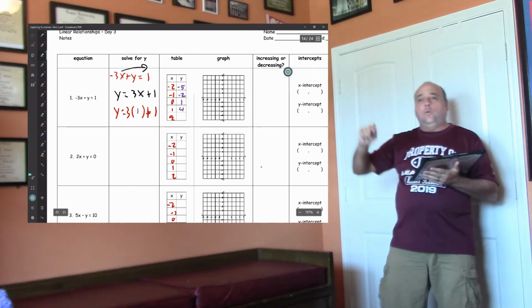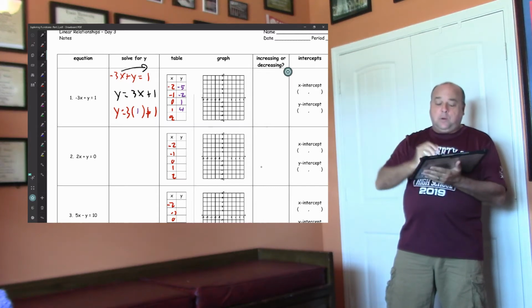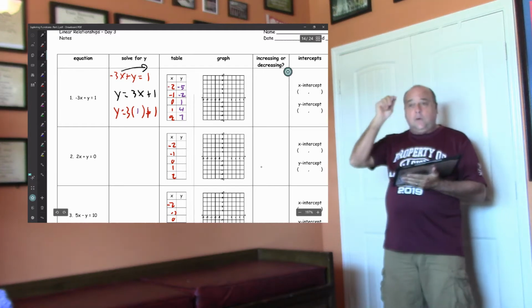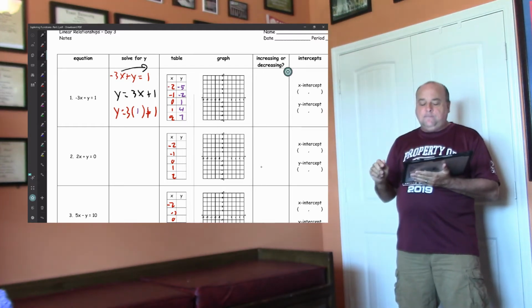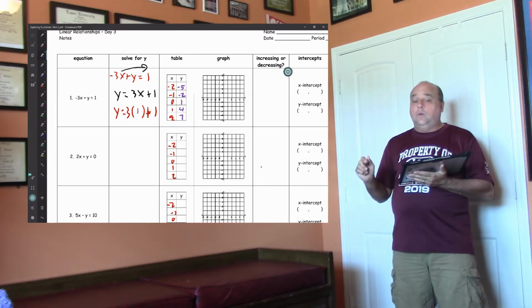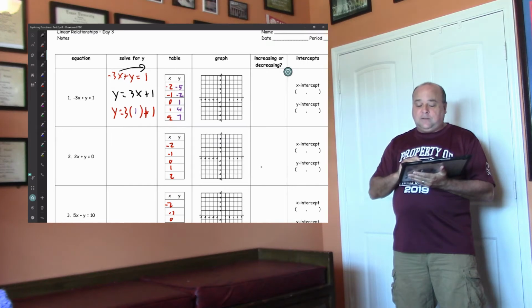Now then, what's happening to the y's? If you see the pattern, they're growing by 3, aren't they? So if I plug in 2, 3 times 2 is 6 plus 1, it is 7. So I can get all of this from the table: negative 5, negative 2, 1, 4, 7. Notice there's no 0 over here, so we don't know our x-intercept. I'll show you how to get that in a minute.